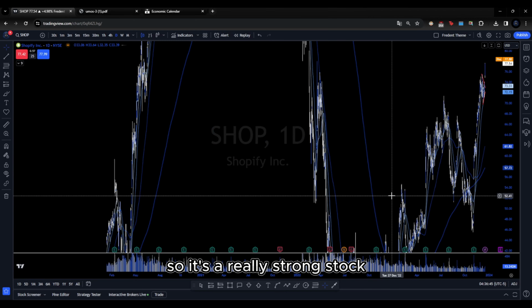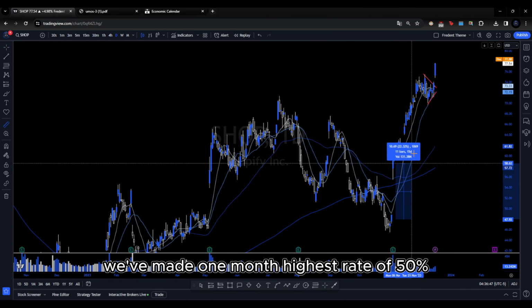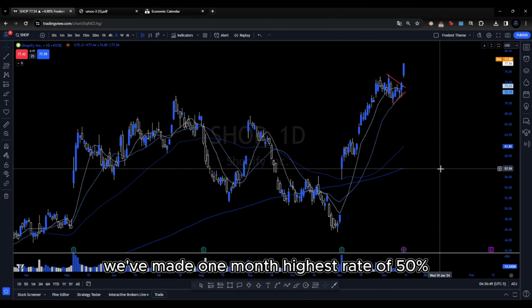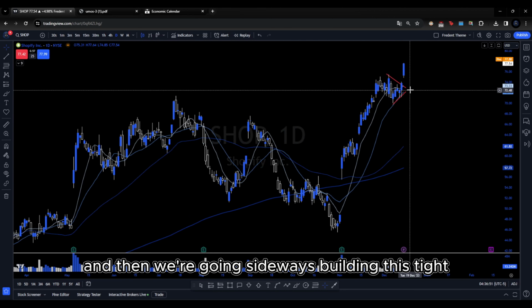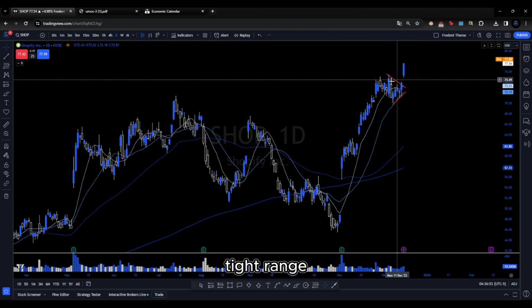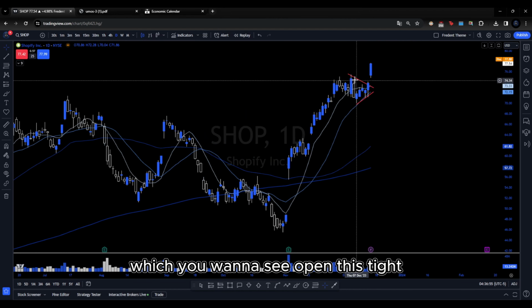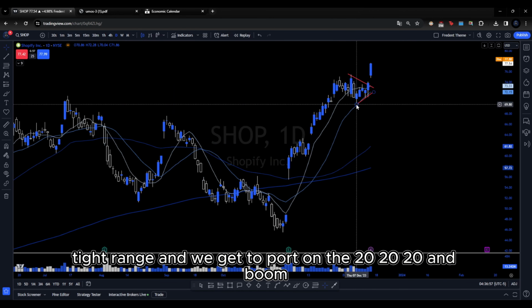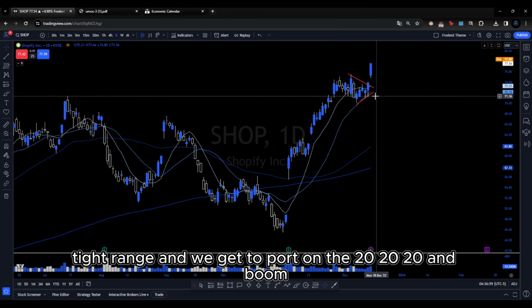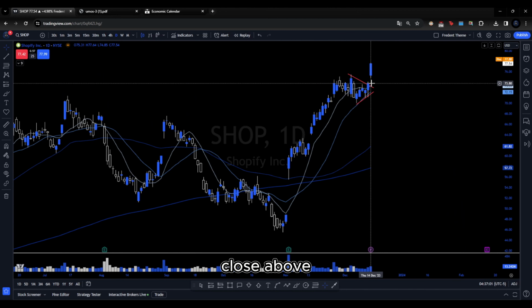I actually want to show you Shopify, guys, because that is basically a 5-star setup, right? So it's a really strong stock. We've made 1 month highs, up 50%, and now we're going sideways. We're building this tight range, which you want to see, and we get support on the 20, 20, 20, and boom. Close above. You can buy on this day here.